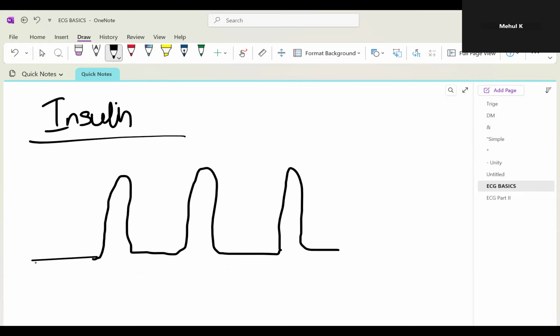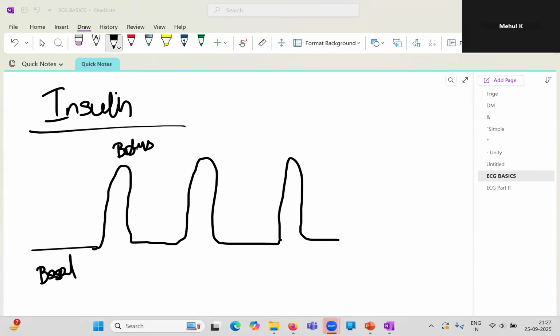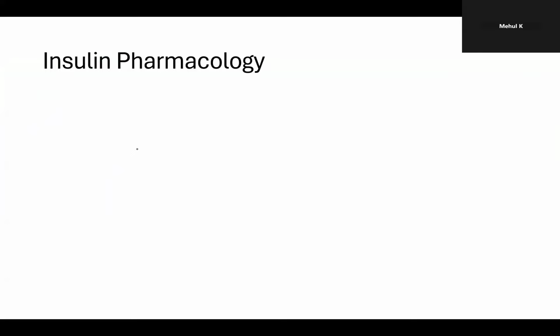So what you need is two things. One is a basal insulin and the other is a bolus insulin. Why? Because in order to have adequate control, we want to mimic this normal physiology as far as possible. That is the whole fundamental for insulin in general. I don't know why the video is going off, but anyway.